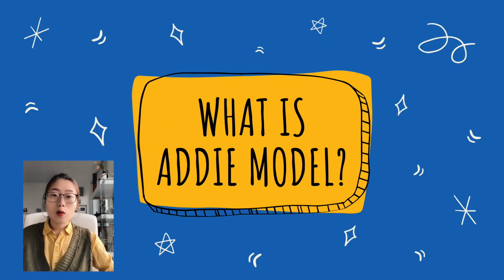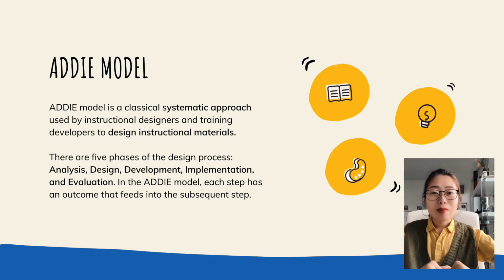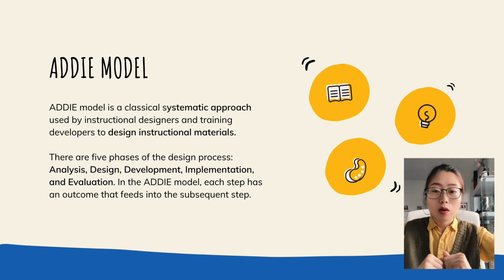So first of all, what is ADDIE model? ADDIE model is a classical systematic approach used by instructional designers and training developers to design training materials. There are 5 phases of ADDIE model: analysis, design, development, implementation, and evaluation. In the ADDIE model, each step has an outcome that feeds into the subsequent step.